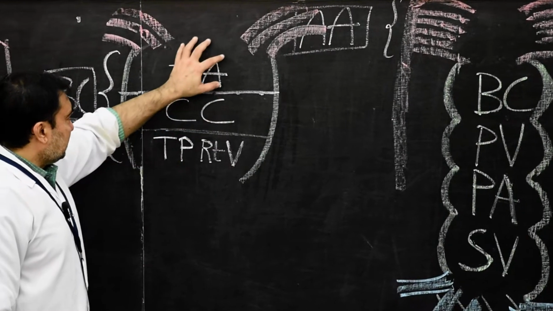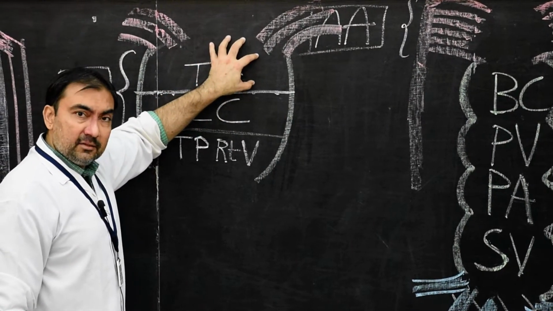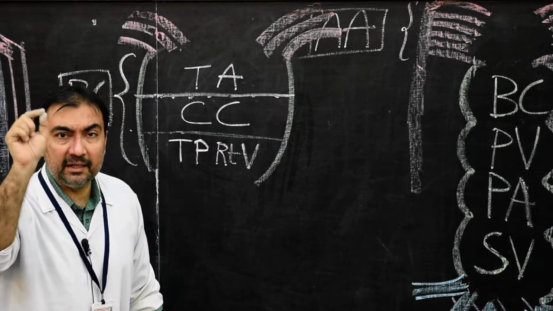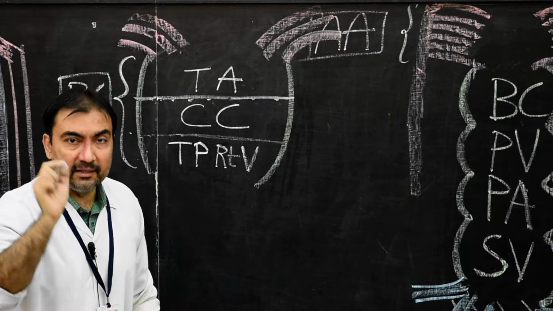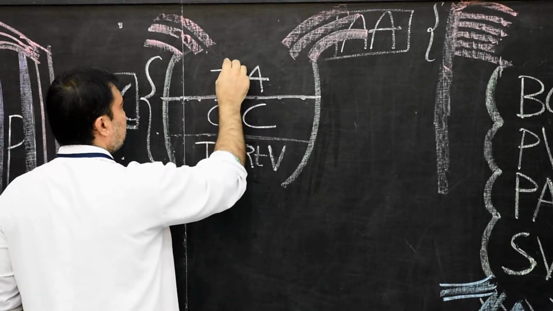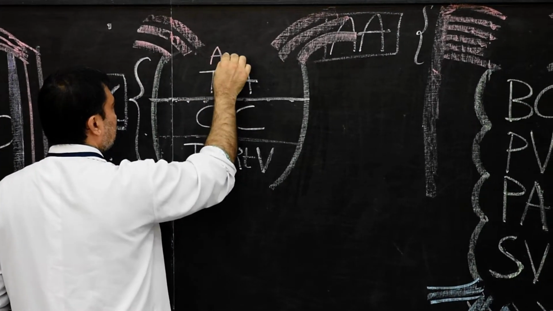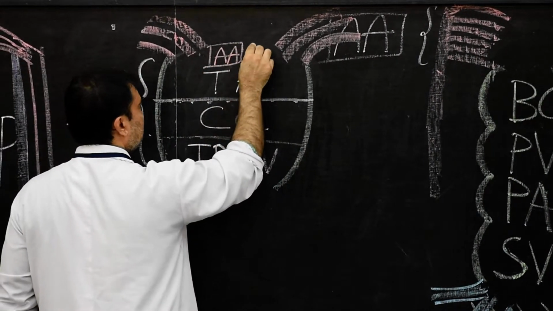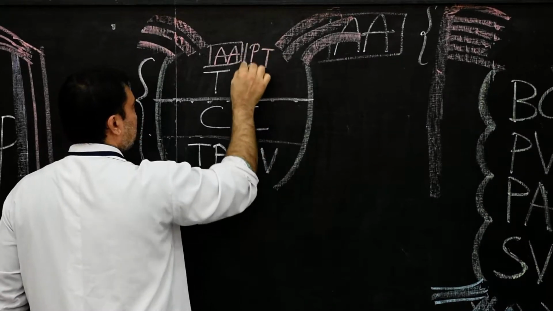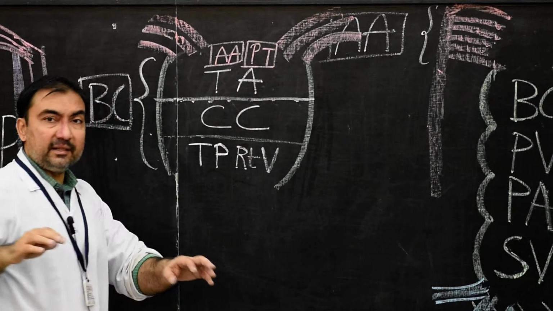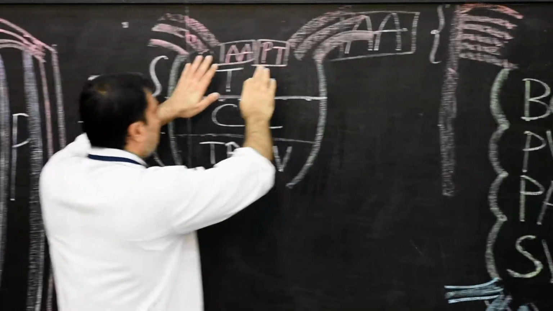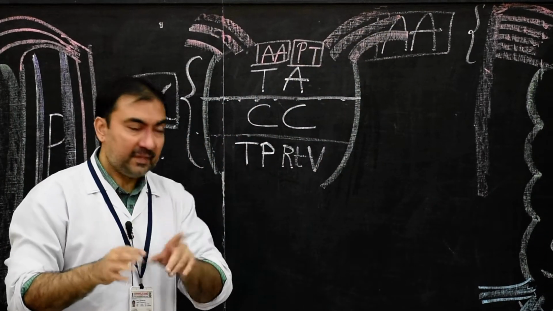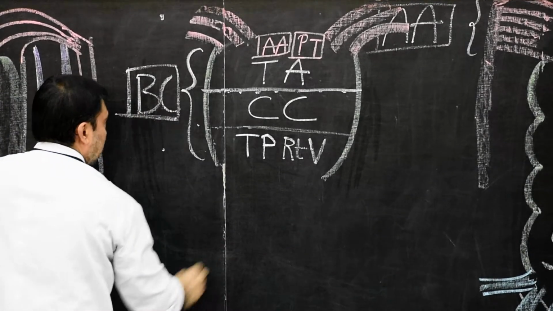So, truncus arteriosus later on will differentiate into ascending aorta and pulmonary trunk. Therefore, here this truncus arteriosus will later on differentiate into, with small letters I am writing, ascending aorta and pulmonary trunk. And through ascending aorta and pulmonary trunk, these arterial arches will connect to the dorsal aorta. This much at this stage. Now let us complete here very fast.